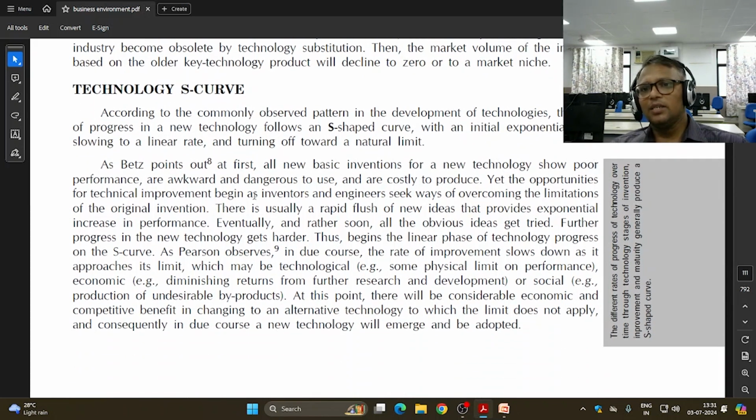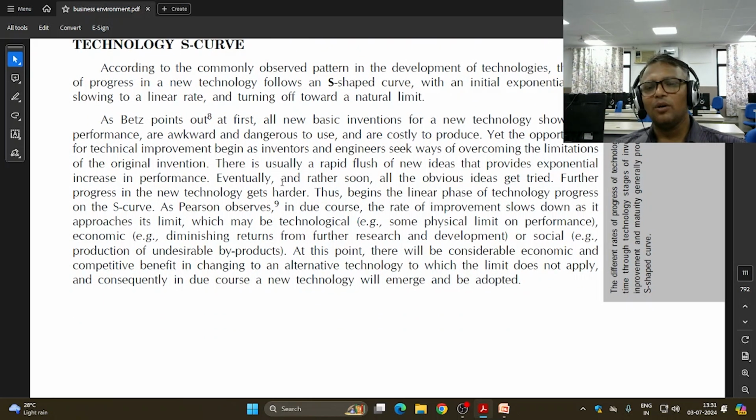Next is the technology S curve. According to the commonly observed pattern in the development of technologies, the rate of progress in a new technology follows an S-shaped curve, which is an initial exponential rate slowing to a linear rate, turning off towards the natural limit. As Betts points out, at first, all new basic inventions of new technology show poor performance, are awkward and dangerous to use, and are costly to produce. Yet the opportunities for technical improvements begin as inventors and engineers see places for overcoming the limitations of the original inventions.